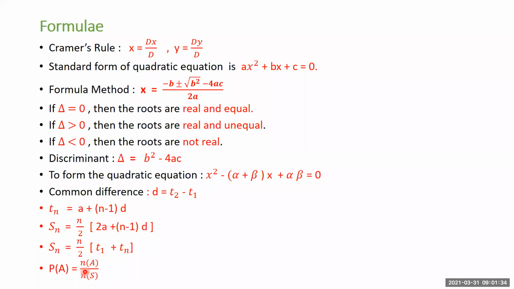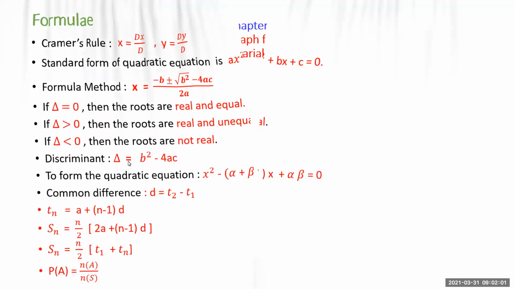And the last one is probability: P of A equal to n of A upon n of S. So this many formulas you have to learn by heart, because you have to keep them in your mind, okay? If you know only this many formulas, then scoring those 20 marks is very easy. Is it clear, children? Okay, so we will go to the next one.